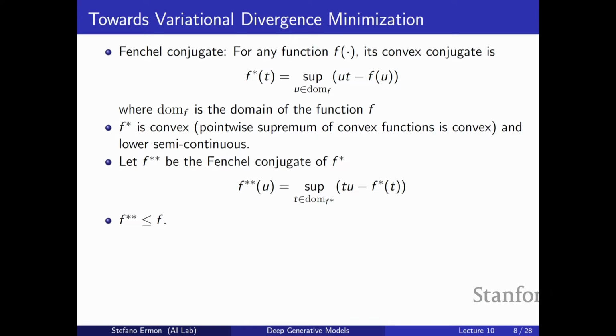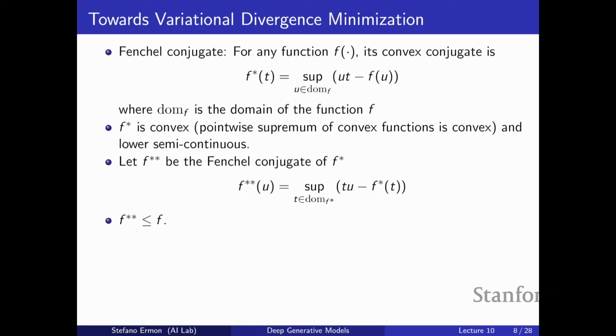And when you take the supremum of a bunch of convex functions, you get something convex. The other interesting property that we're going to use is that we can look at the conjugate of the conjugate, which we denote f star star, which is what you get if you apply the same definition, but now the function f becomes f star. And it turns out that this convex conjugate is a lower bound to the original function f.